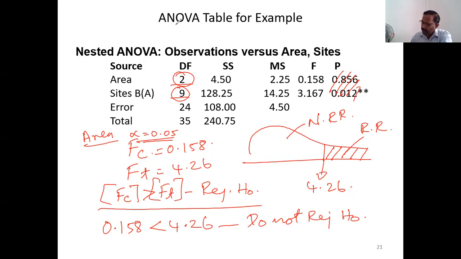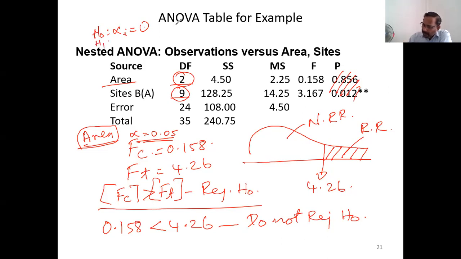What is our H0? We are testing for the area. Can you remember? Yesterday I showed you. Alpha i equals 0. The effect of area is 0, right?